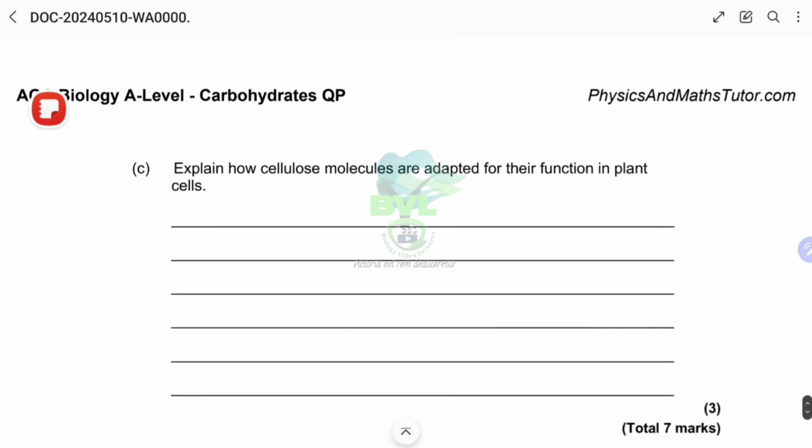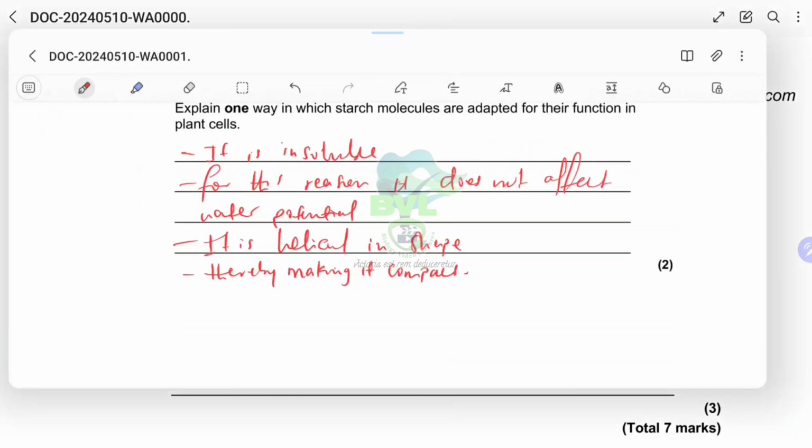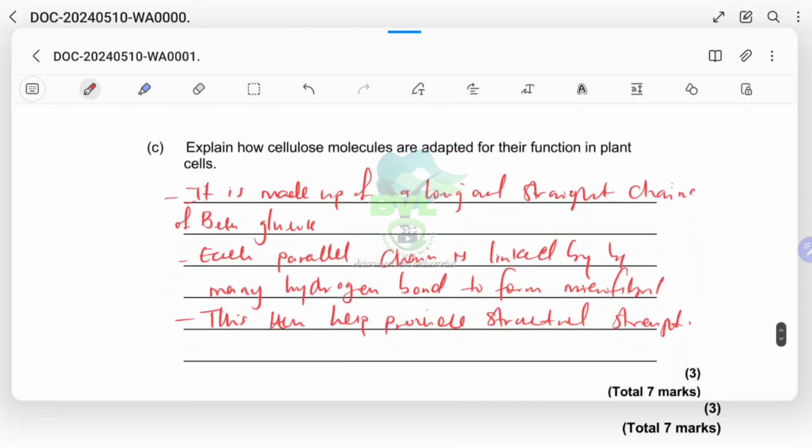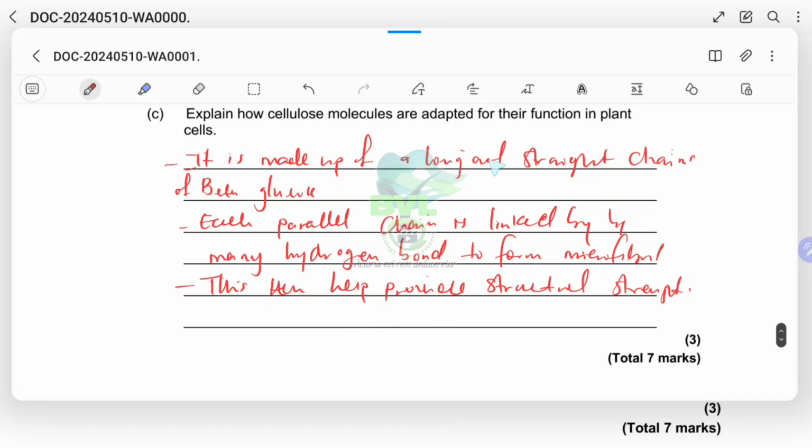So next question says, explain how cellulose molecules are adapted to their function in plant cell. 3 marks. So you want to talk about the structure of cellulose that makes it provide structural support to the plant, because that's what it does in plants mainly. So it is made up of long and straight chains of beta glucose. Each parallel chain is linked by many hydrogen bonds to form a microfibril.